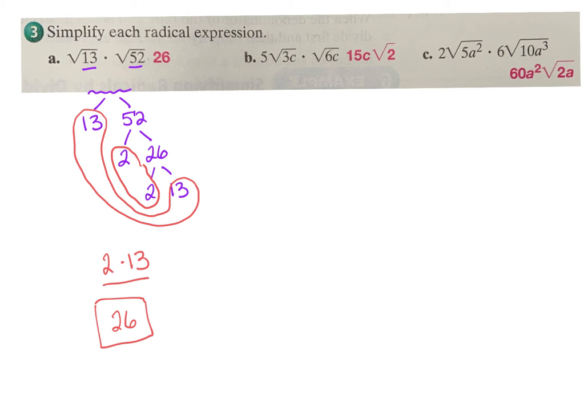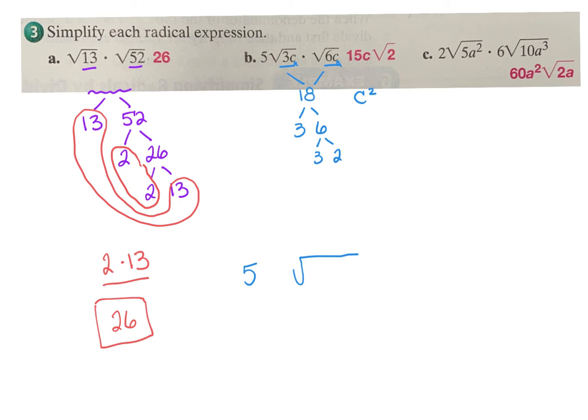Let's look at the next one. For the next one, I know I have a 5 that's going to be on the outside, so I'm going to go ahead and put that there. Now I'm going to look at the 3c and the 6c. You may have multiplied these because that's not a huge number, and you would get 18. And then you would have a c squared for the c's, because c times c is c squared. Now when you go to do this factor tree, you already know that 18 is 3 times 6, and then of course you know that 6 is 3 times 2.